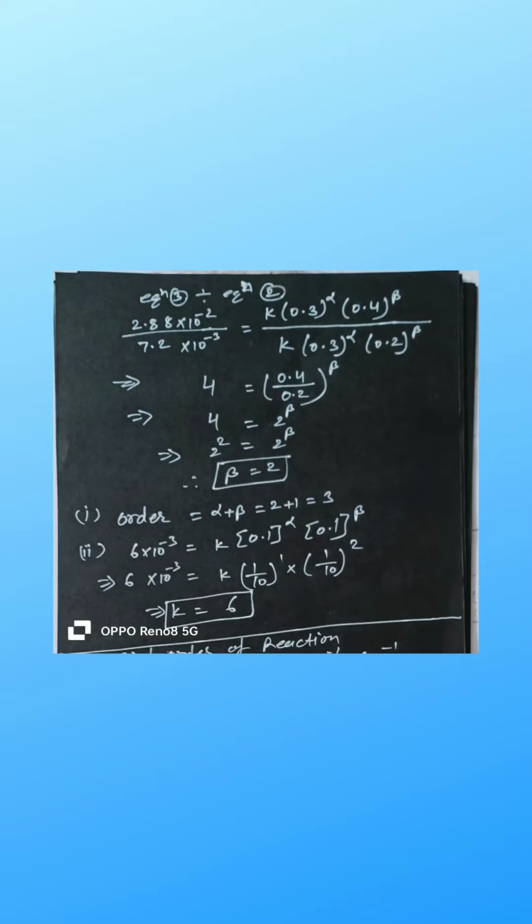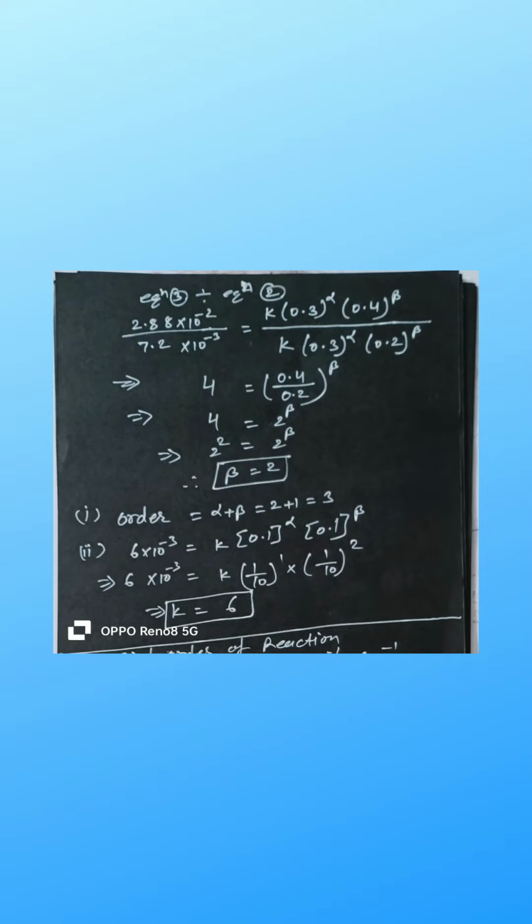Step 2. Finding the value of beta. Now compare experiment 2 and experiment 3. In both experiments, the concentration of A is constant, which is 0.3. Since concentration of A is constant, the change in rate is only due to the change in concentration of B. The concentration of B changes from 0.2 to 0.4. This means B becomes 2 times.